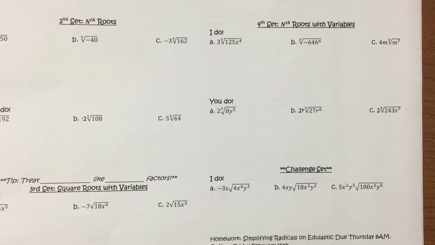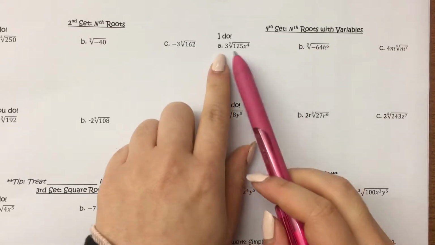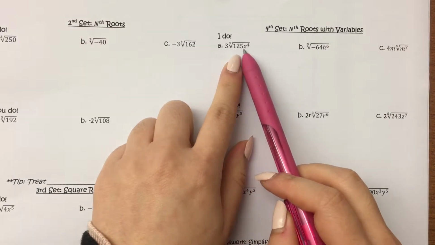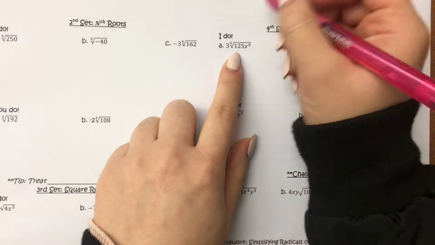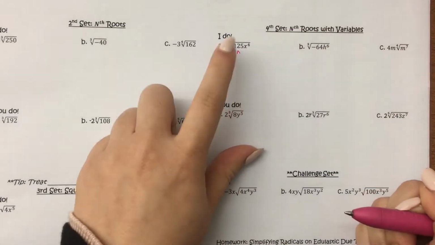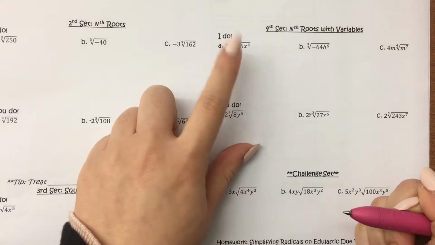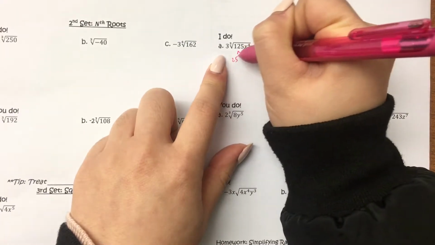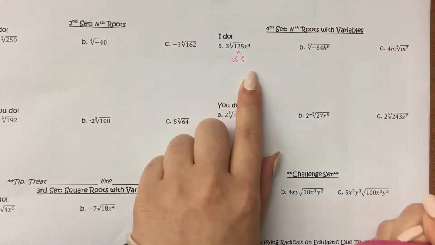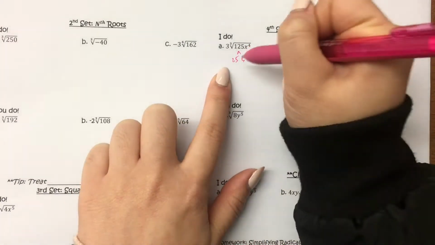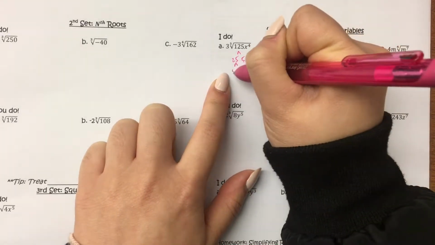All right, guys, here is the last set, nth roots with variables. Over here, I have 3 times the cubed root of 125x to the power of 4. Same steps. Let's go ahead and factor this number on the inside. I know that 125 can be broken down into 25 and 5. I can't break down 5 anymore, but let's break down 25 into 5 and 5.